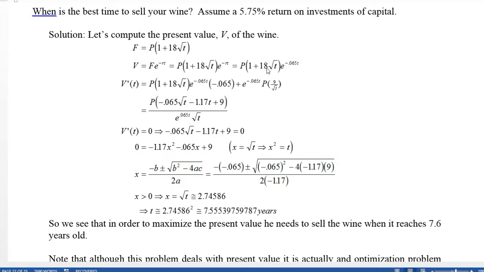And the derivative of this, that's 18 times t to the 1/2, half of 18 is 9, t to the negative 1/2, which is 1 over square root of t. So we get that. This is P, not P of, but P times. I can factor out the P, and I can factor out the e to the negative 0.065, which I wrote as e to the positive 0.065 in the denominator. And I factored out a square root of t in the denominator, so that means I'm going to multiply this by square root of t.